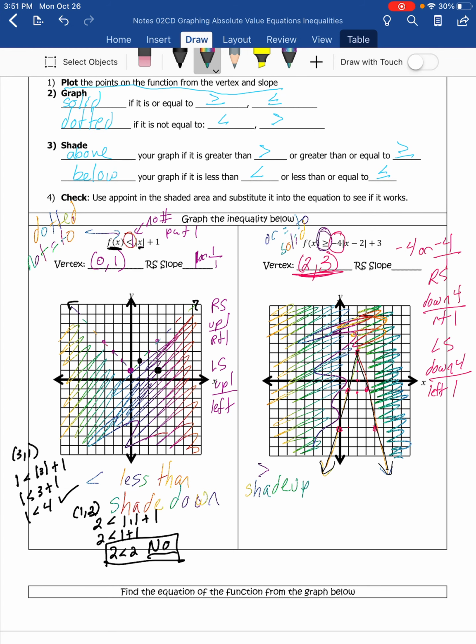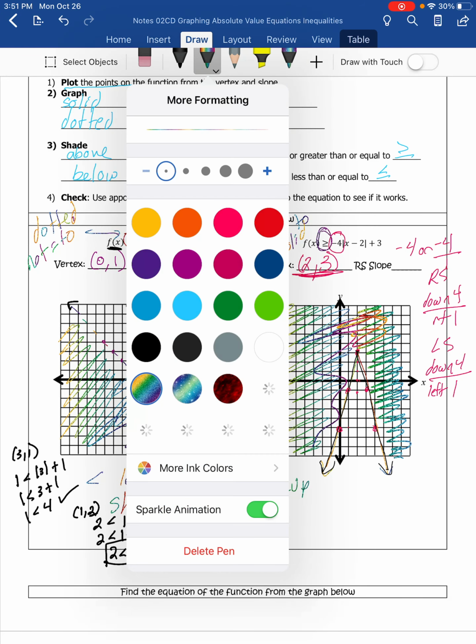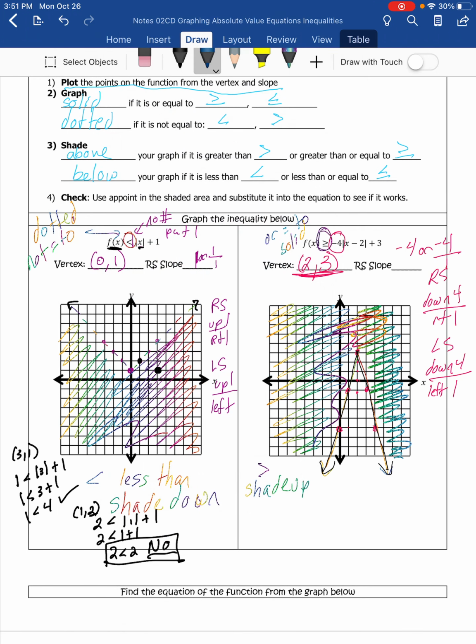Happy little shading. Okay. All right, and so the last thing I'm going to do is the check for this. So for the check, I plug a value in. So I pick a point, any point. I'm just going to pick, let's say, 0, 0. Okay, because 0, 0 is in my shaded region.